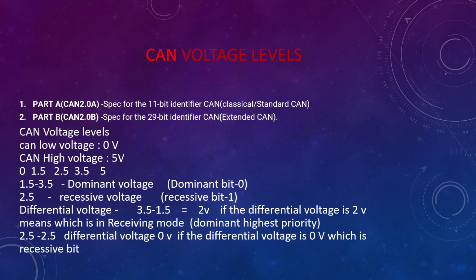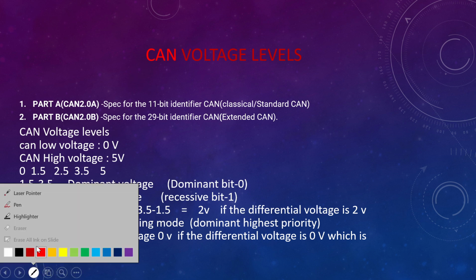What are the CAN voltage levels? In the CAN voltage levels, the low voltage of a CAN is 0 volts, and the high voltage of a CAN is 5 volts. When we send a signal between 0 volts and 5 volts, the signal will be a wave, right? How does that work?